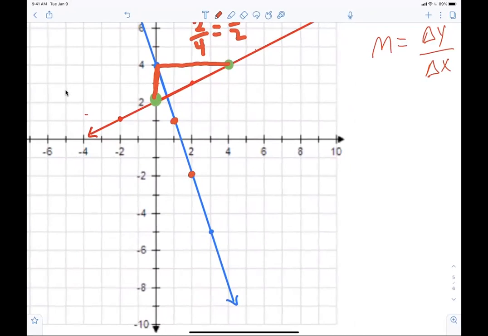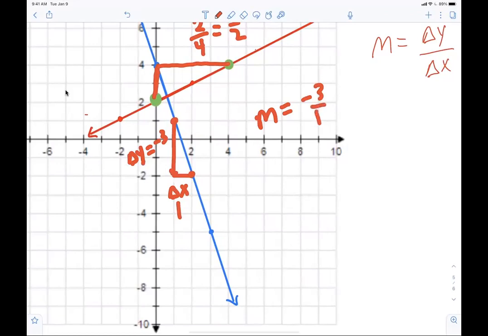All right. You can pick different points if you want. Now, I'm going what direction? Down. So down is what? Negative, right? So delta y in this case is what? -3. Delta x is what? 1. So what is my slope? -3 over 1, which is the same as -3. The slope is -3.